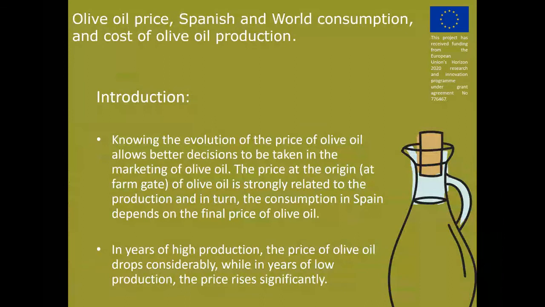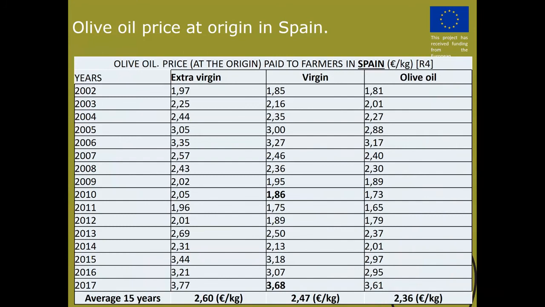The third part of the presentation is the consumer and the price. The price depends on the production. In the next slide, please, we can see the price at the origin, the price which is paid to the farmer, which is different every year. We can see the three most important olive oils: the extra virgin olive oil, the virgin, and the refined or normal olive oil, and you can see the price of the last 15 years and the average of this year.